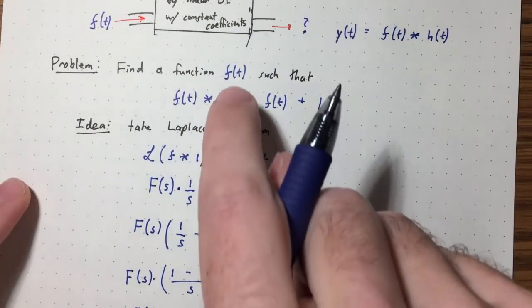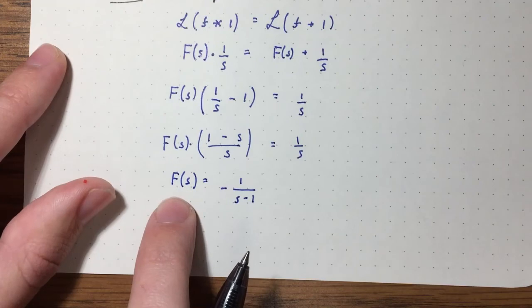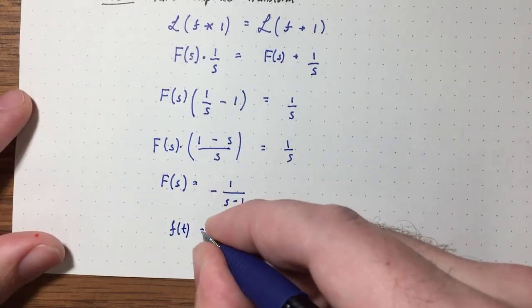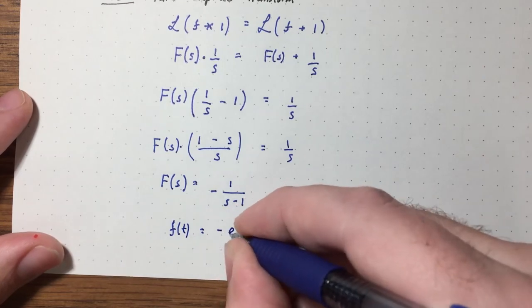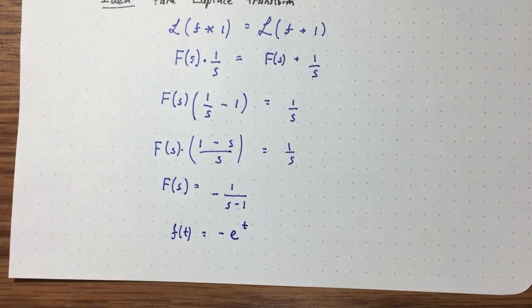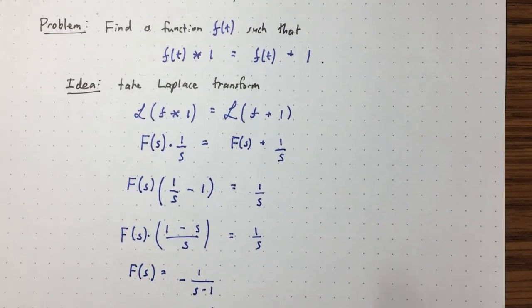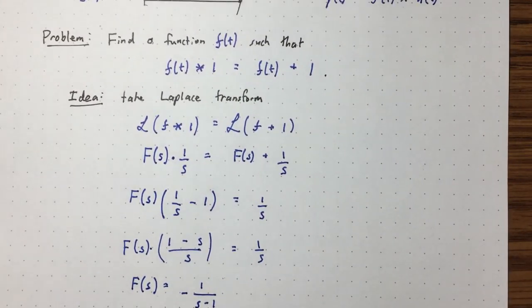Okay, we're not quite done. We need the function f of t. We found the function capital F of s. What is little f of t? It's the inverse Laplace transform of this, which is minus e to the t. So that's just a cute little problem, I think, that combines some of the concepts we've seen in these last few lectures. And so that concludes this course in differential equations.